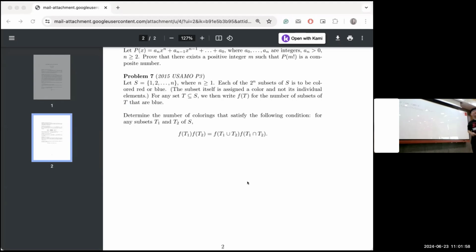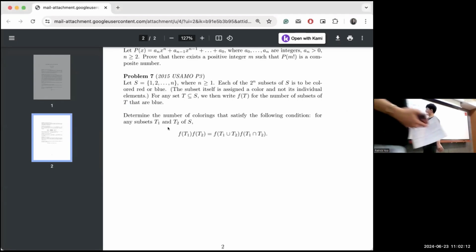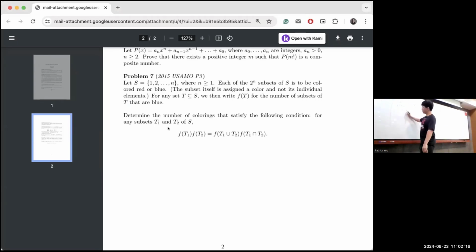So the main idea of this problem is just casework. We want to add an additional condition that breaks the structure of this equality, and we find that the most characteristic property that we can use for casework is the color of the empty set phi. So case 1 would be that F(phi) equals 1, so the color of the empty set phi is blue.